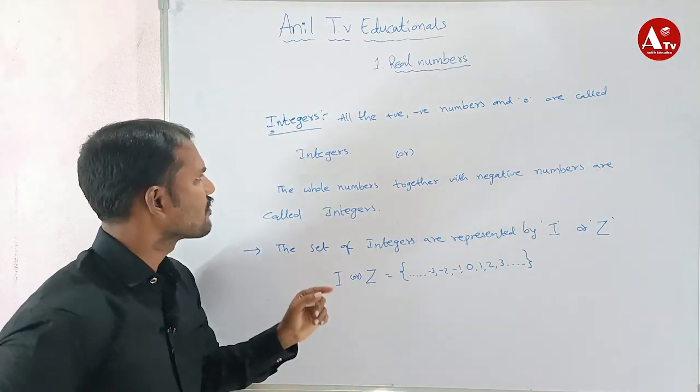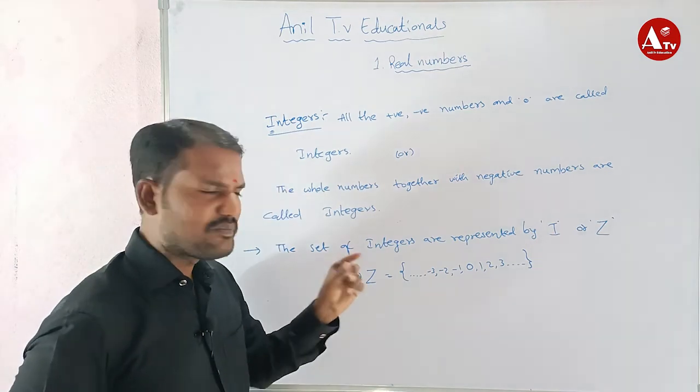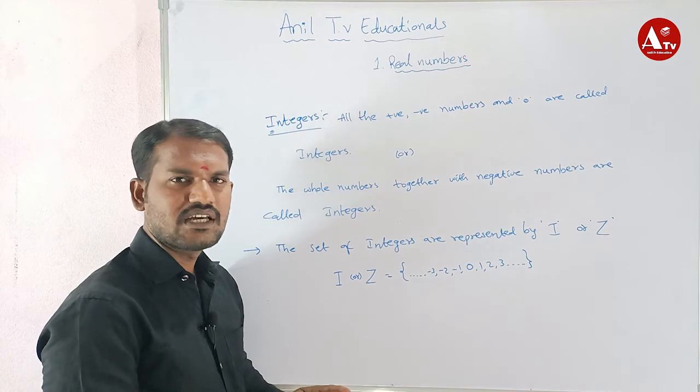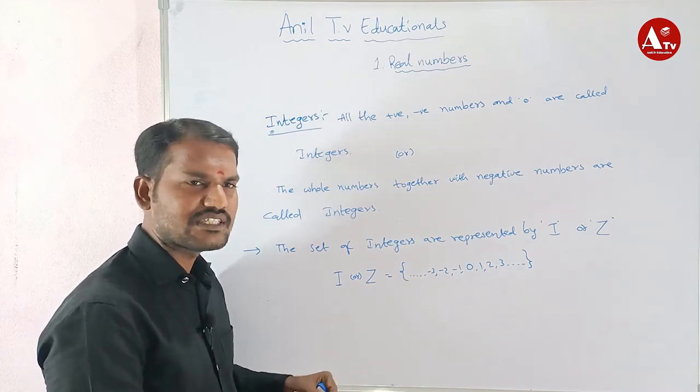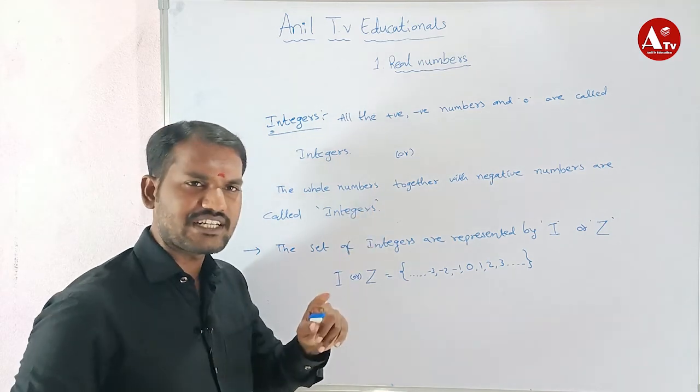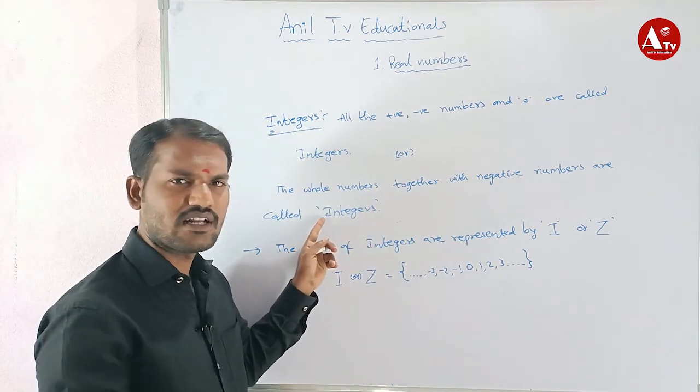And one more time you have to remember, integers means what? Simply all the whole numbers together with negative numbers or negative integers, that all are called integers. Integers are represented by which letter, children? I or Z.